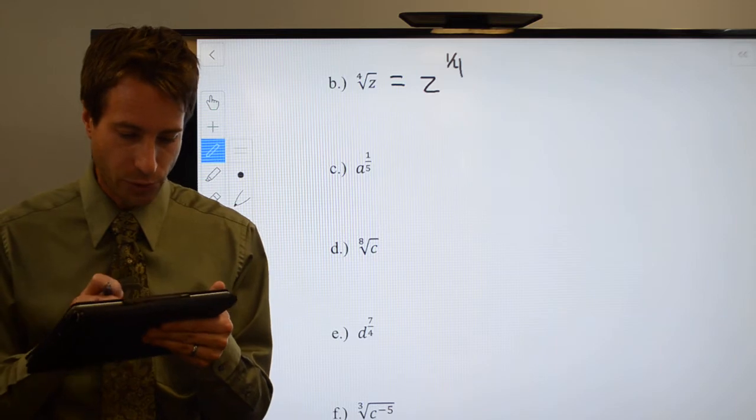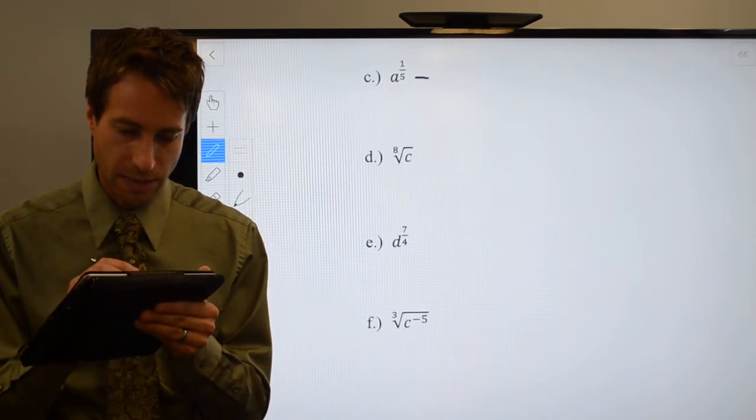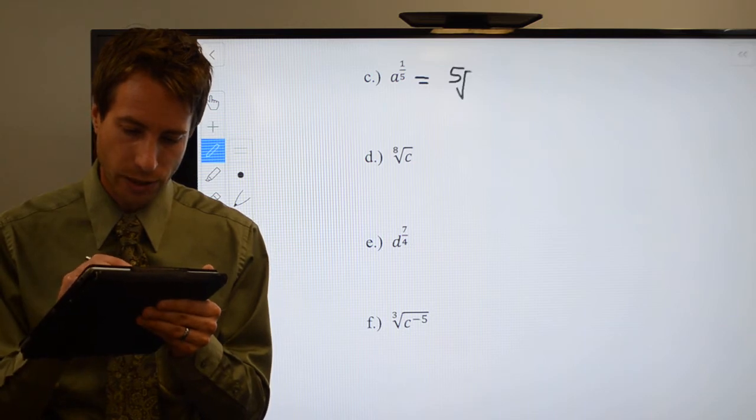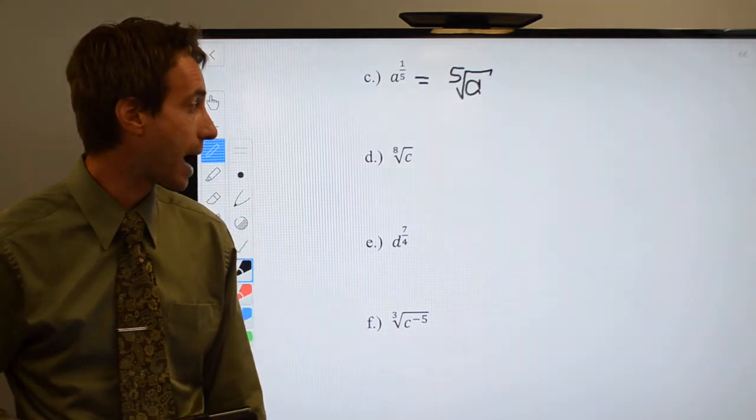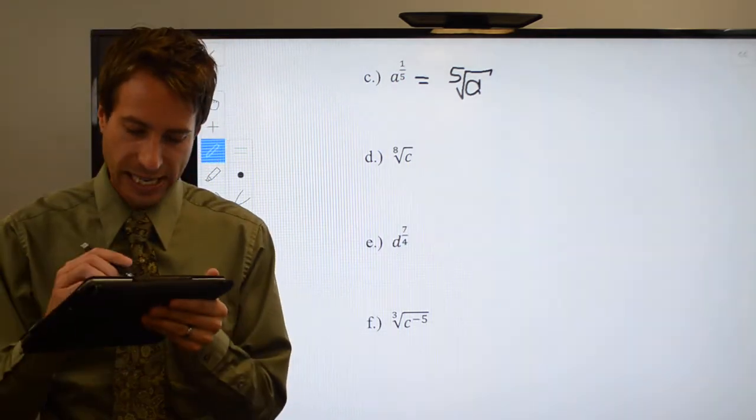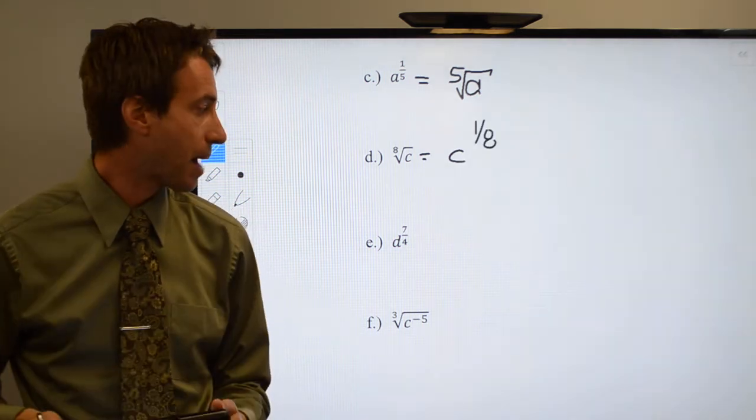Keep going. We'll fly through the rest of these. I think you guys have got the hang of it. Just a couple more here. This is going to be the 5th root of a. The denominator is a 5. That becomes the index on my radical. The 8th root of c means that I would have c to the 1/8 power.